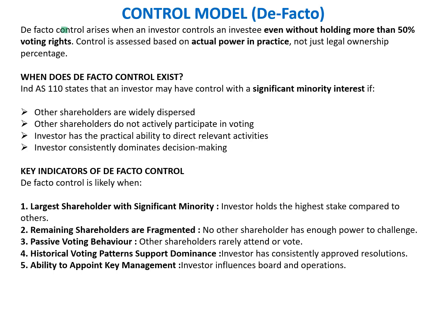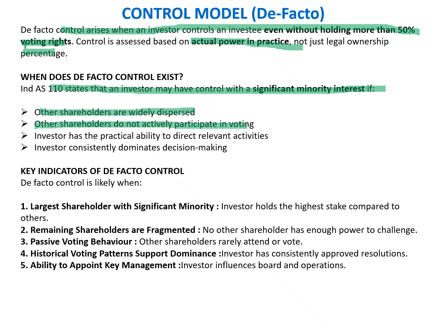De facto control arises when the investor controls an investee even without holding more than 50% of the voting rights. Control is assessed based on the actual power in practice, not just the legal ownership percentage. So when does de facto control exist? Ind AS 110 states that an investor may have control with a significant minority interest if other shareholders are widely dispersed, other shareholders do not actively participate in voting, the investor has the practical ability to direct relevant activities, and the investor consistently dominates the decision making.